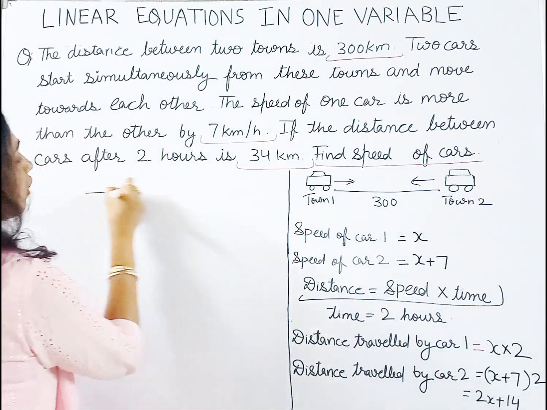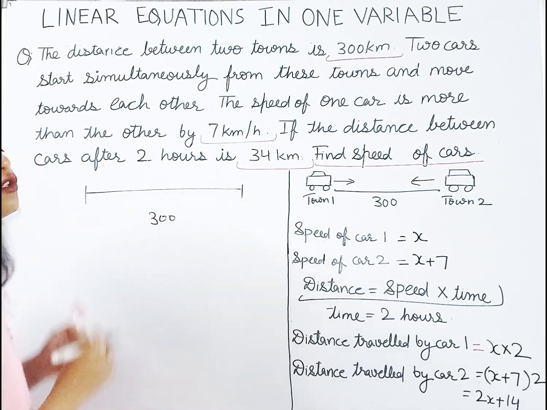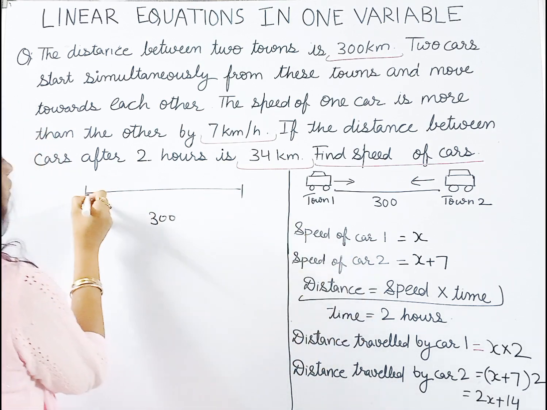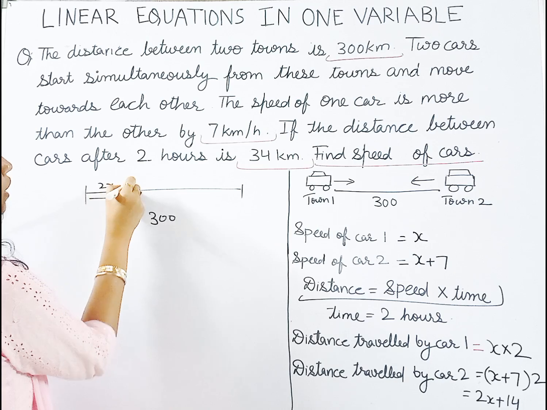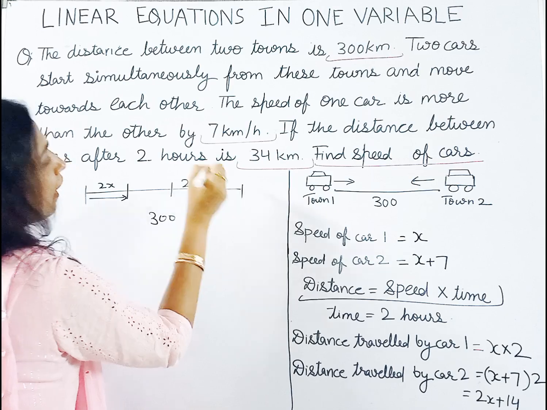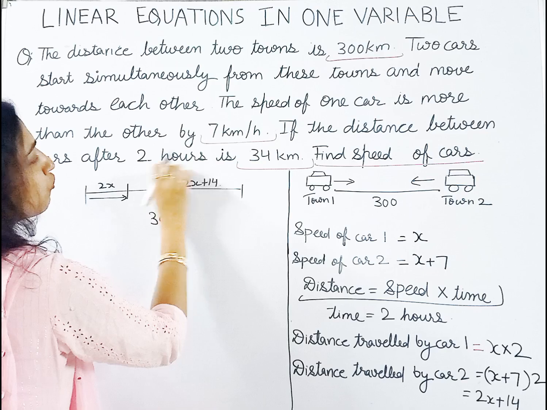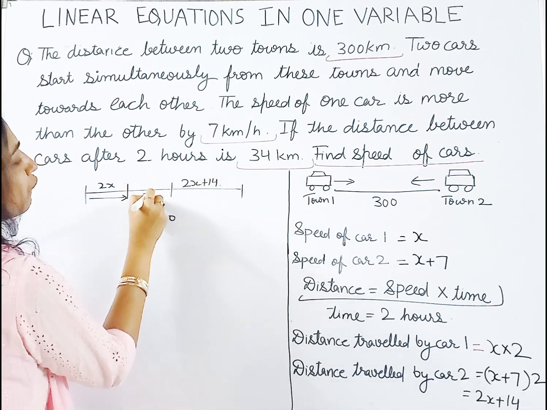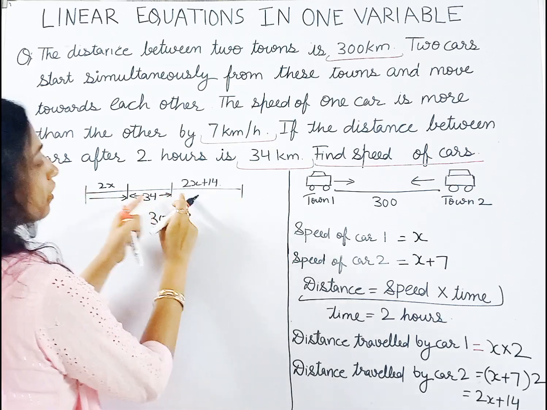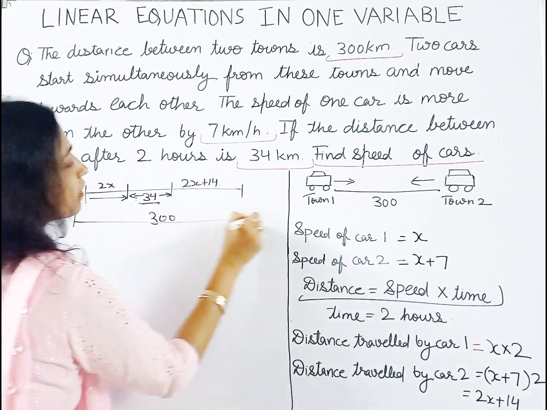Now, it is given that the two towns are 300 kilometers apart. The distance between two towns is 300 kilometers. So first car has moved the distance 2x and second car has moved the distance 2x plus 14. And it is given that the distance between the cars is 34 kilometers after 2 hours. So this distance is 34 kilometers, and this total distance is 300.